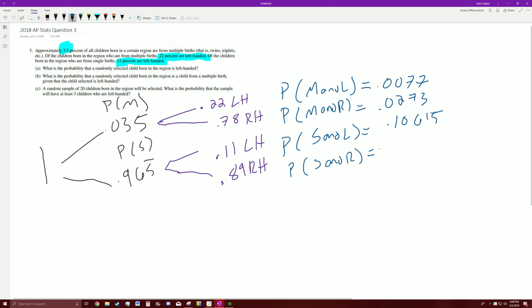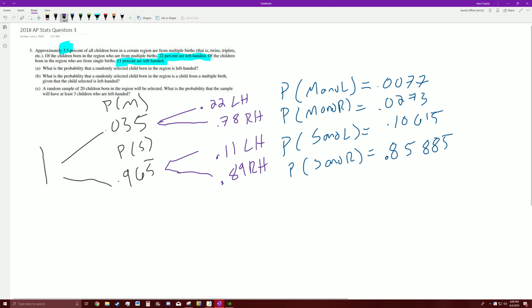It's also safe to go ahead and confirm that these probabilities add to 1. 0.85885. Let's see. 0.035, 0.965, that adds to 1. Yep. 0.22, 0.78 adds to 1. Good. That also adds to 1. And now all of these values should add to 1, I believe. 0.0077 plus 0.0273 plus 0.10615 plus 0.85885, add to 1, no surprise there. Okay, good. So now we know that we did all the calculations correctly.